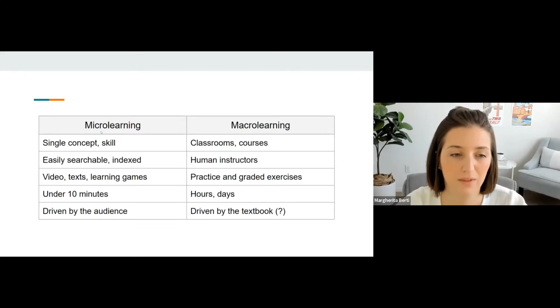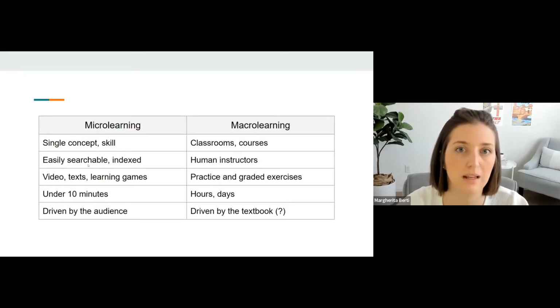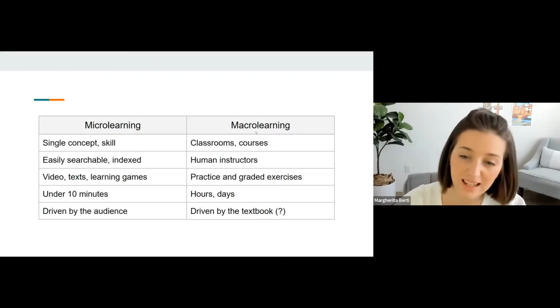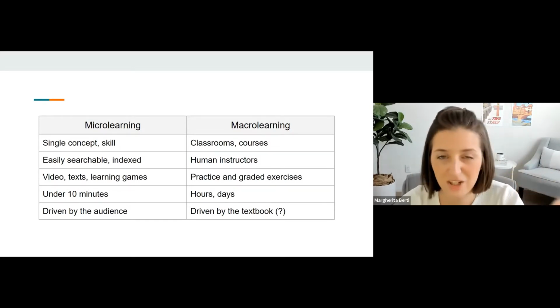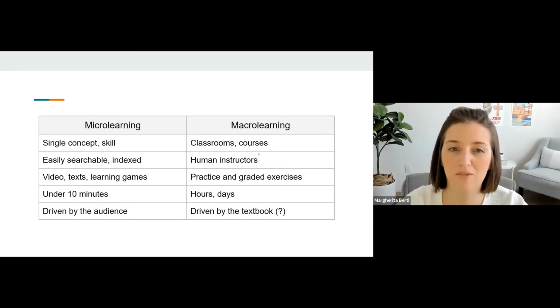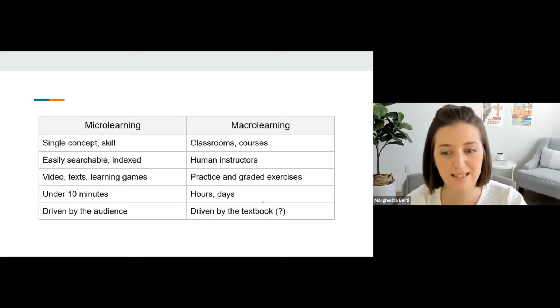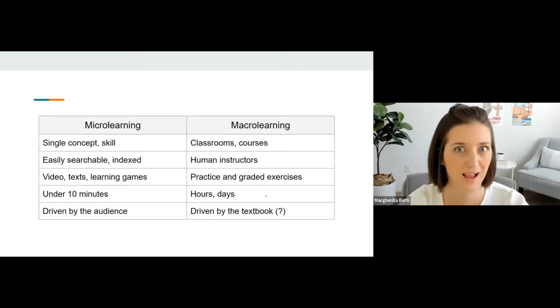And again, they are short, usually under 10 minutes, and they are driven by the audience. With macrolearning, instead, usually we have human instructors, so the traditional teacher in the classroom. We have practice and graded exercises, and it doesn't just take a few minutes to go over the content, but it's usually covered over hours and days. And sometimes we can see that it is driven by the textbook.